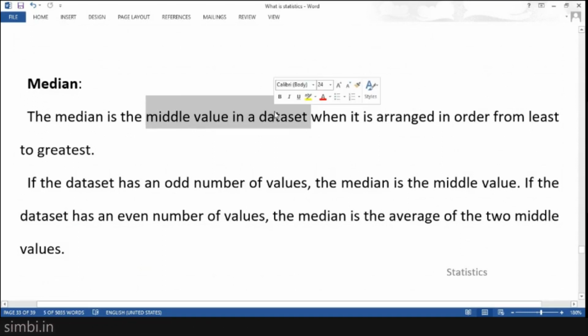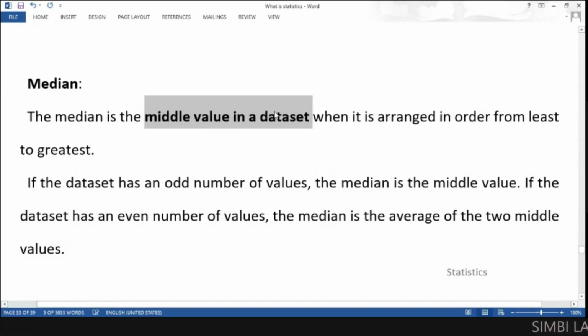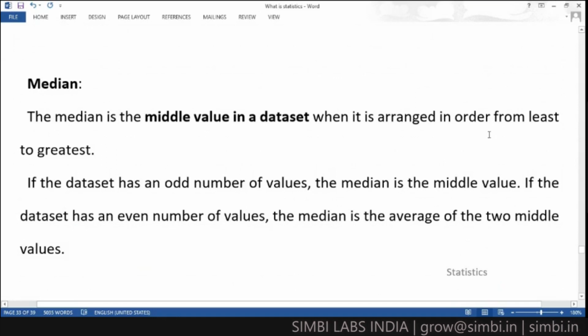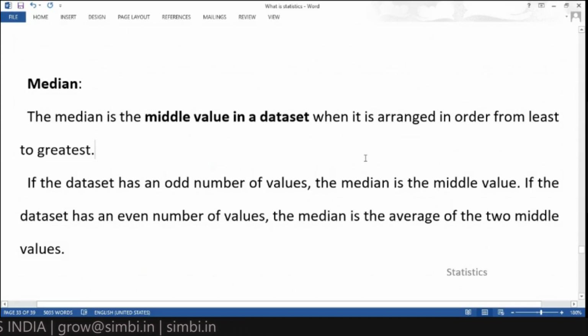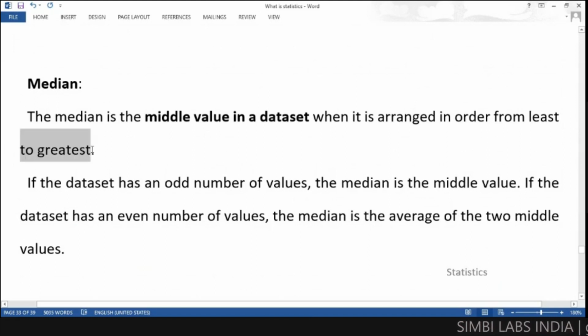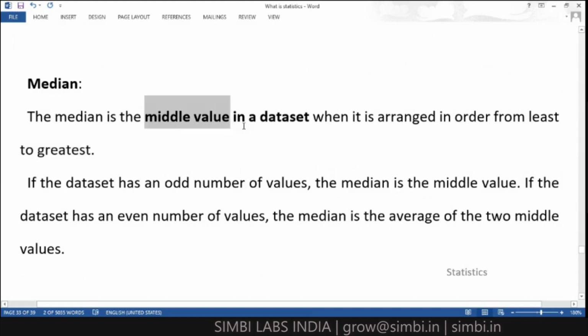The middle value in the data set is called the median. When it is arranged in order, we need to arrange the numbers in order from big to small or small to big, whatever it is, from least to greatest. Once you order the numbers, you can find the middle value.